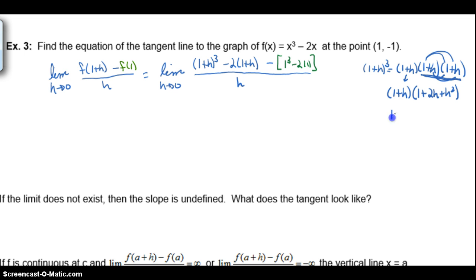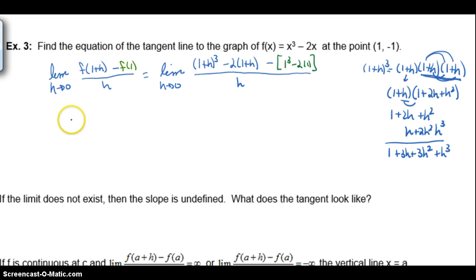I'm going to use the vertical method, which means 1 times all these things, write that out. And then h times all these things, write it underneath, line up your like terms. So 1 times h, 2h squared, h cubed. So it's 1 plus 3h plus 3h squared plus h cubed.